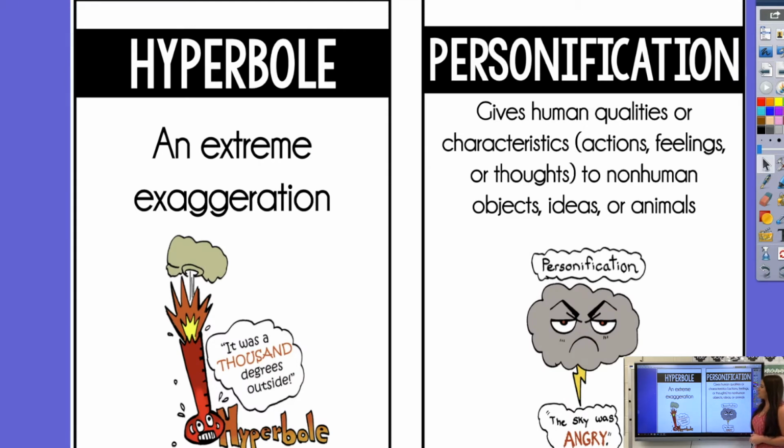Hyperbole is an extreme exaggeration. And our example and illustration is right here, and it says, it was 1,000 degrees outside. It may not actually be 1,000 degrees outside, but it just means that it's extremely hot, right?